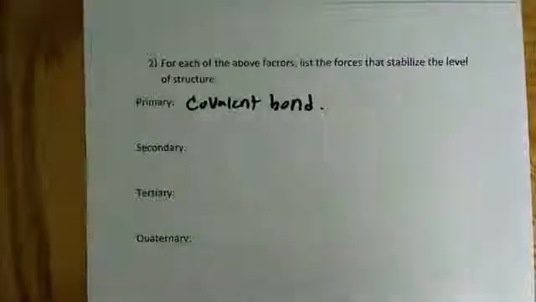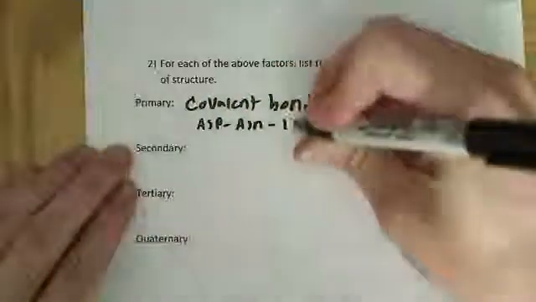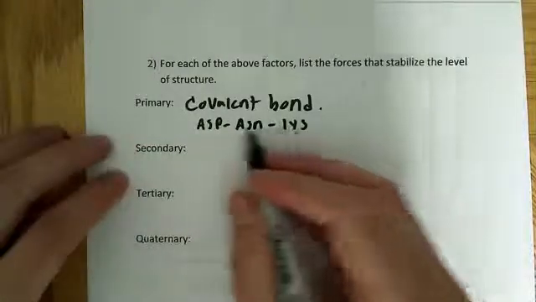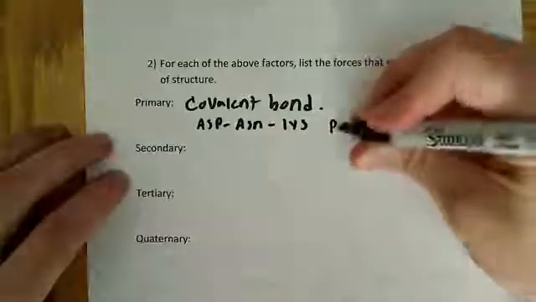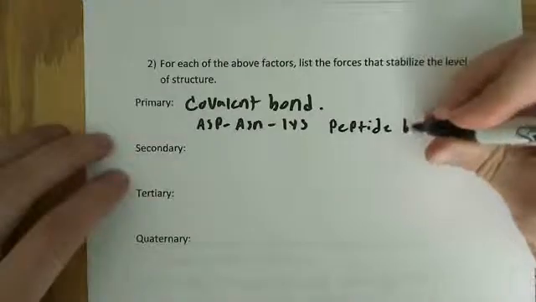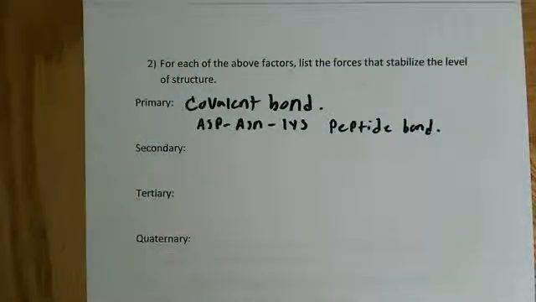So for the primary structure of proteins, it's simply covalent bonds that stabilize the structure, because the primary structure is just a sequence of amino acids. So that's like, ASP, ASN, lysine, and each one of these is held together, as we know, by a peptide bond. So each one of these is connected by a peptide bond in the primary structure. So it's just covalent bonds.